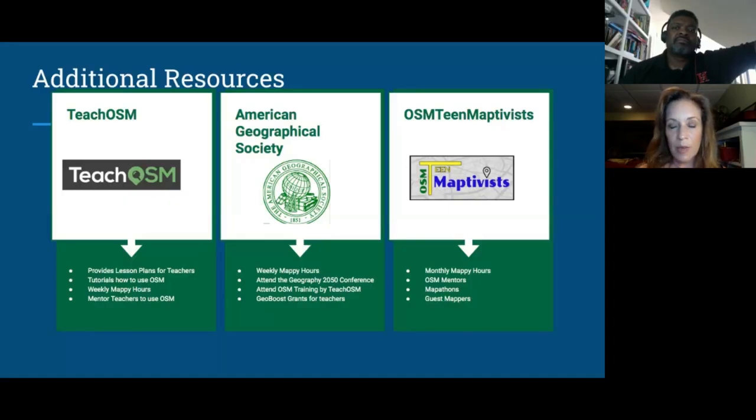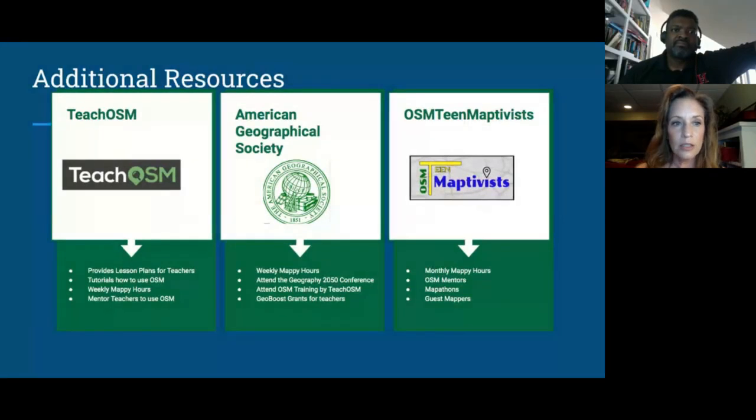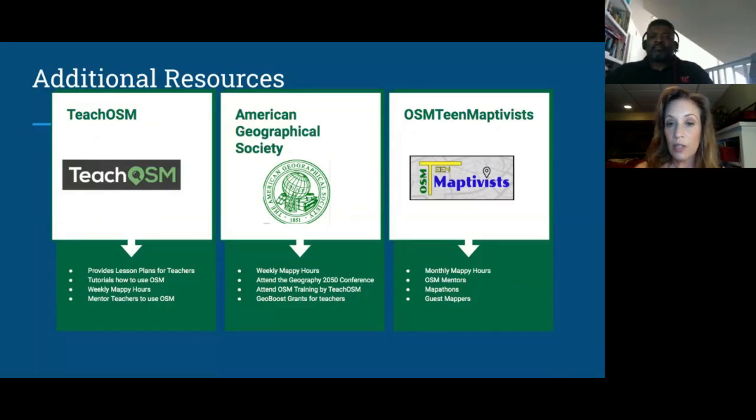I know that every time I go to a Mappy Hour, I'm learning something new about how to manipulate the tools in OpenStreetMap, and it makes me more confident as I'm introducing it to my students. If a student asks me how do I do this, or what did I just do, I have the answers.